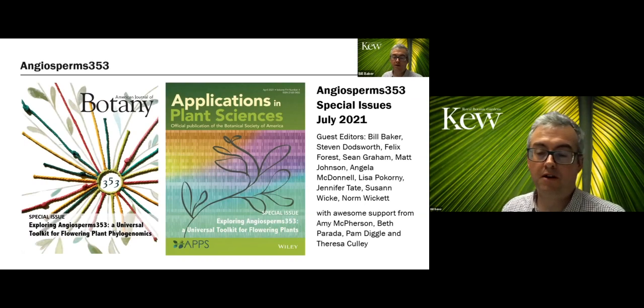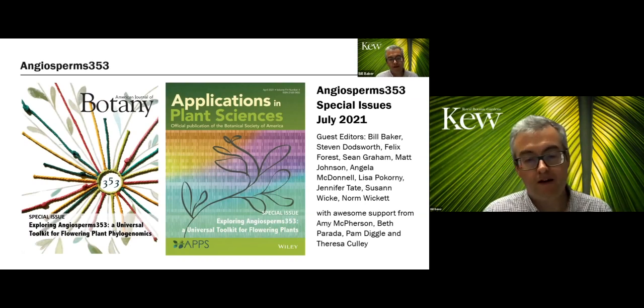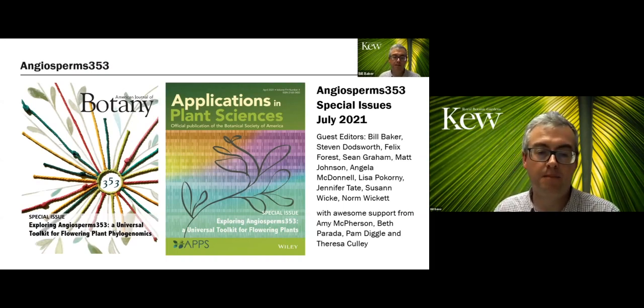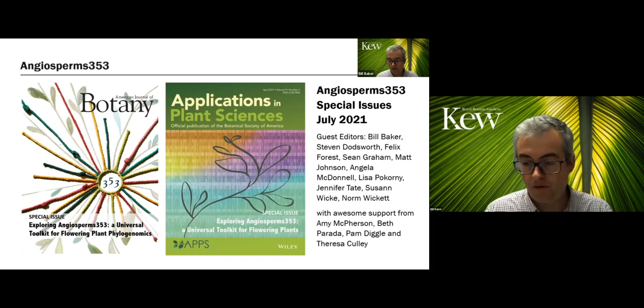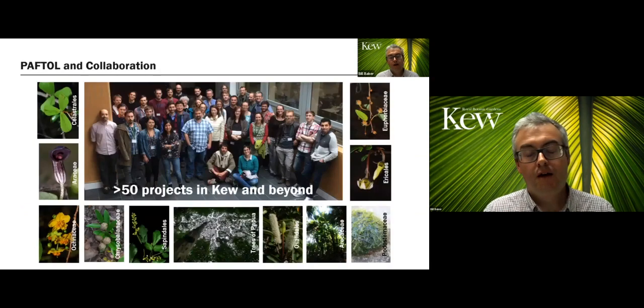Okay, so as I said, these tools have been taken up quite widely. We published a large number, 20 or more papers, in parallel special issues of the journals of the Botanical Society of America, American Journal of Botany, and Applications in Plant Science. APPS is more focused, as you might imagine, on methods. So there are review pieces and empirical case studies in there, which you'll enjoy digging into if you want to know more.